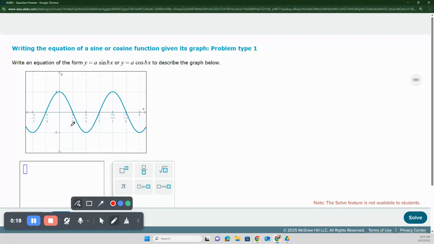The amplitude here is the distance from the midline. We can see the middle of this graph is right on the axis, and that's always going to be true for these, at least the ones that you're going to see. And the amplitude is the distance from this midline to the top, which will be the same as the distance from the midline to the bottom. And we can see here that this distance right here is 1. So very easy to see here.